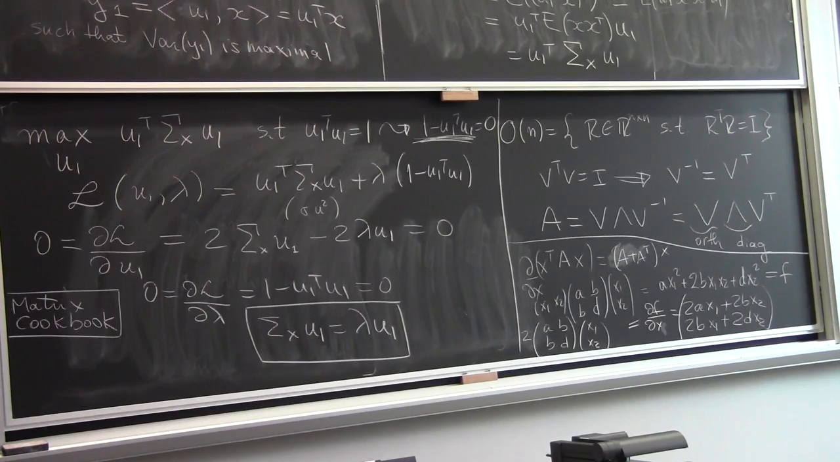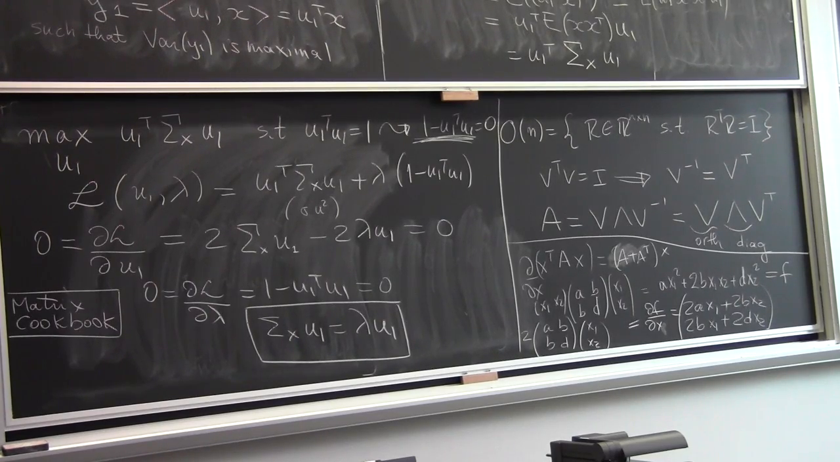And my goal is to maximize. So out of those n, which one should I pick? The largest. Why should I pick the largest? Because it maximizes the bigger. It maximizes what? The product. The product of what? Lambda and u1. But lambda and u1 is a vector.